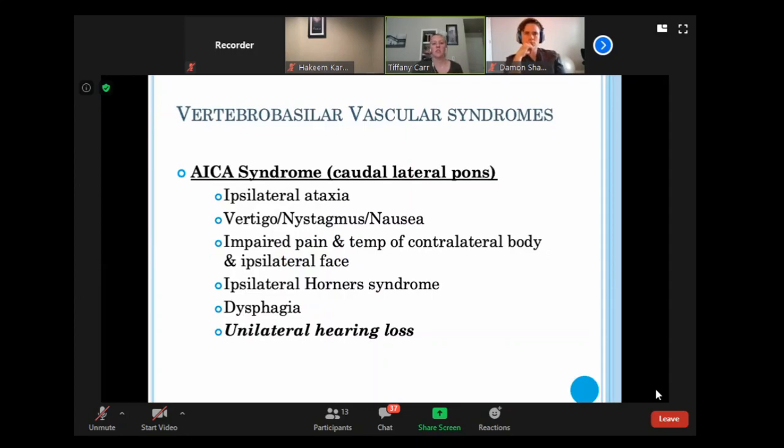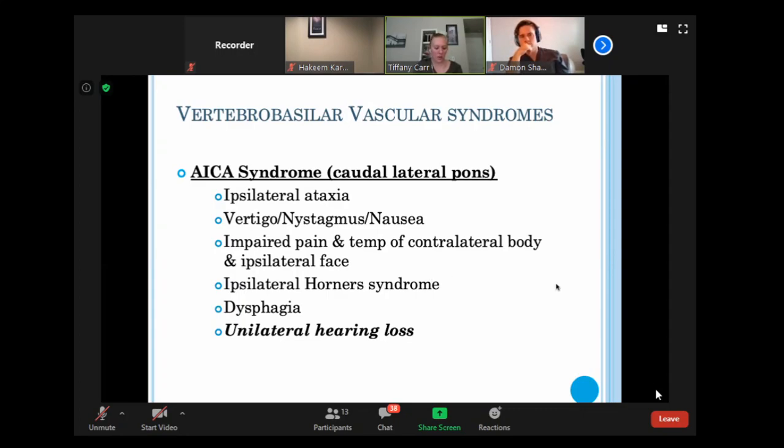Vertebrobasilar vascular syndromes. So this is more the AICA syndrome, or the caudolateral pons. It's going to have ipsilateral ataxia, vertigo, nystagmus, nausea, impaired pain and temperature from the contralateral body and ipsilateral face, ipsilateral Horner syndrome, dysphagia, and unilateral hearing loss.